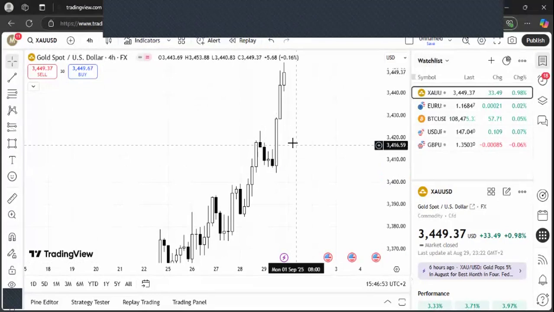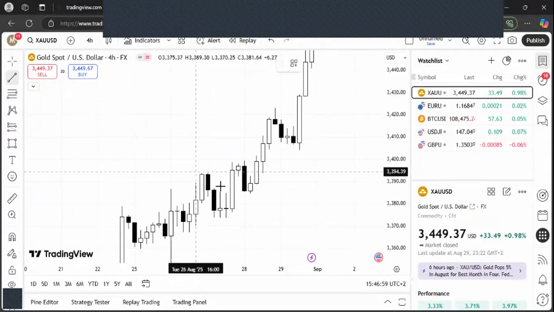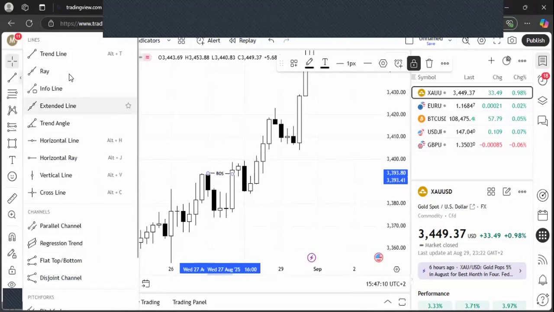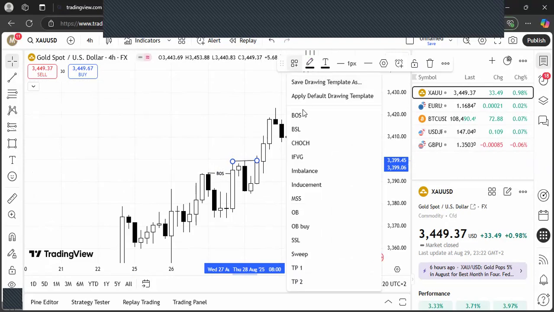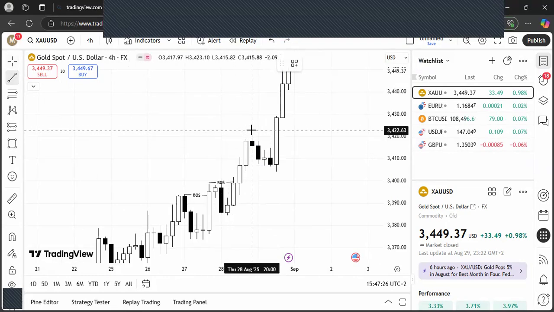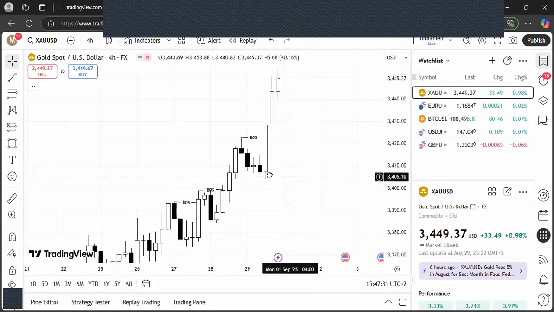At the moment, like last week, or should I say the previous week, gold was just breaking structure over and over and over again. It was just continuously going up. And then we have our break of structure still going to the upside, like I said. And this is our other break of structure. Okay, and then we mark that break of structure.